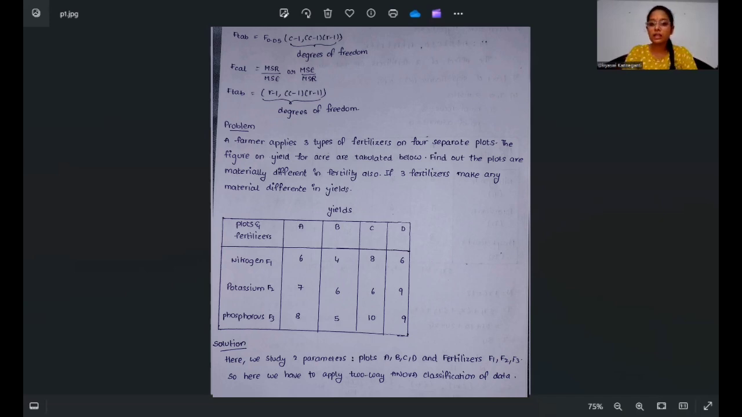So here is the given table. Here are the three fertilizers and the four yields. We are considering the fertilizers as A, B, C, and D, and the yields as A, B, C, and D. The fertilizers are these three, and they have also given the values. So while coming to the solution, here we study two parameters, that is plots A, B, C, D, and the fertilizers F1, F2, F3. So we can easily say that we have to apply the ANOVA two-way classification of data.